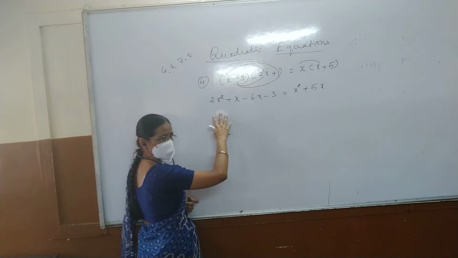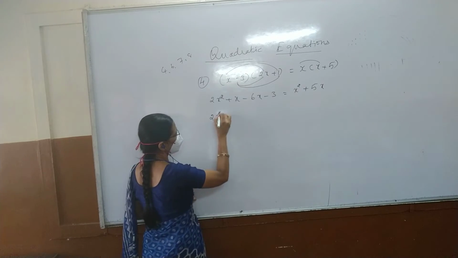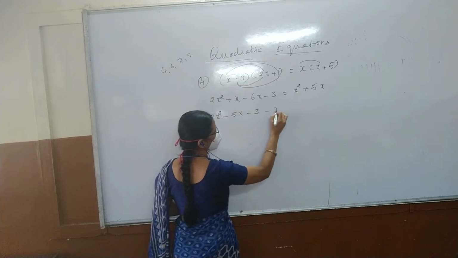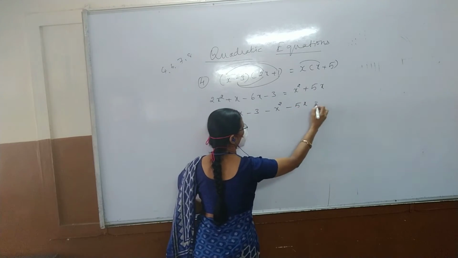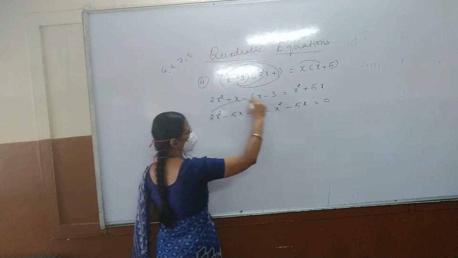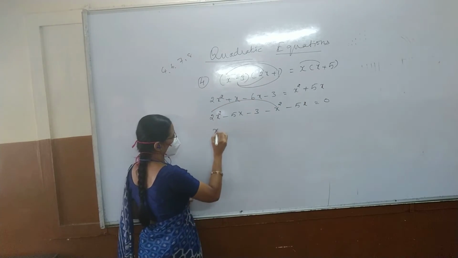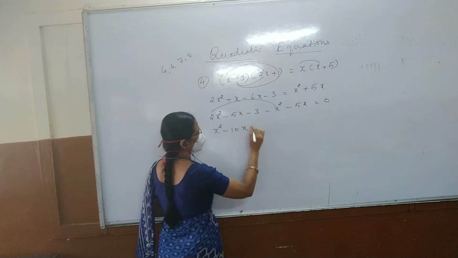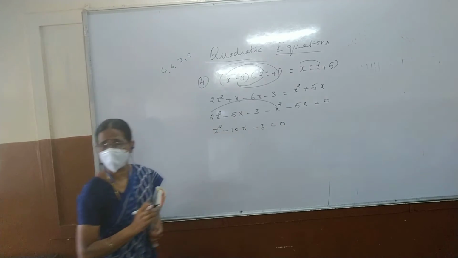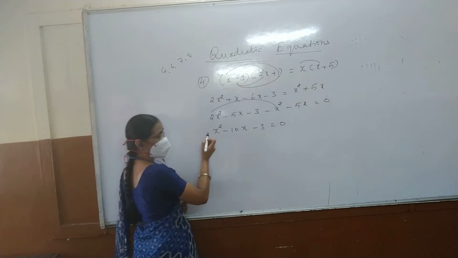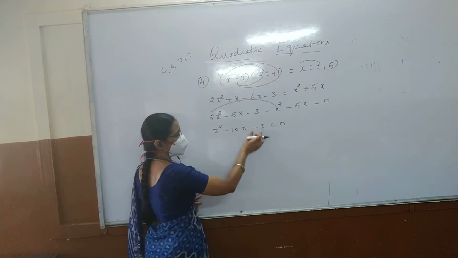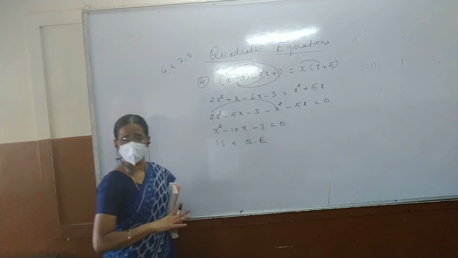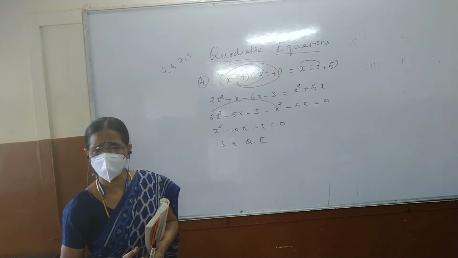It is 2x square. x minus 6x becomes minus 5x. Minus 3 minus 3 minus x square minus 5x is equal to 0. 2x square minus x square is x square, minus 5x minus 5x is minus 10x, and minus 3. Check whether it is a quadratic equation or not. Yes. What is the value of A? 1. B, minus 10. C, minus 3. It is a quadratic equation. Suppose if A is 0, will it be a quadratic equation? No.